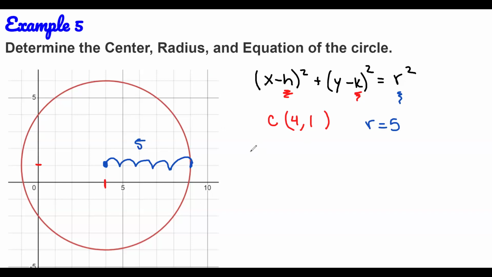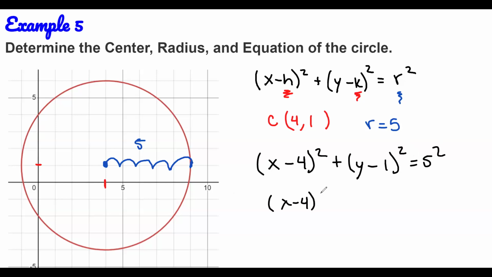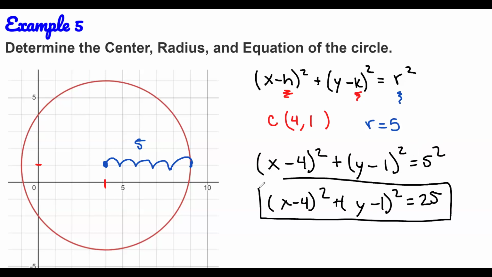Fernando, how do I write my equation? X minus 4 squared plus y minus 1 squared equals 5 squared. We're going to go ahead and simplify: x minus 4 squared plus y minus 1 squared equals 25. And there you go. We're able to write the equation of a circle.